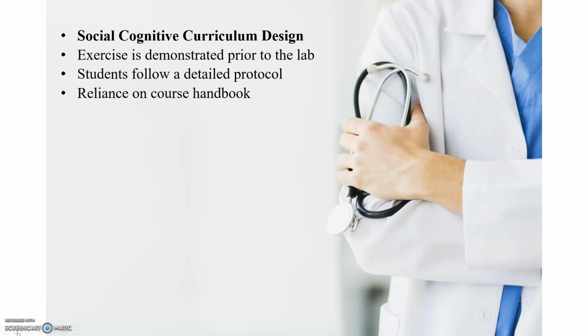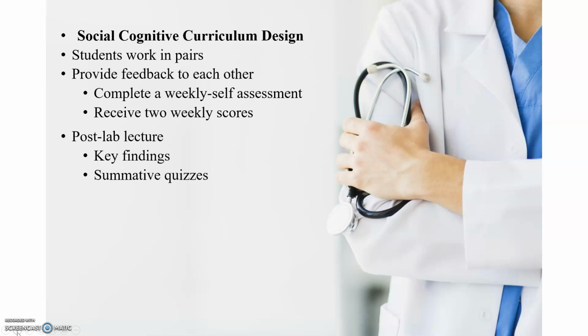In the social cognitive curriculum design, the exercise is demonstrated prior to the lab with the students following a detailed protocol. A course handbook is also used, which has templates for the final lab reports, including good and bad examples. During the lab exercise, students work in pairs and provide feedback to each other. The students complete a weekly self-assessment and receive 2 weekly scores, one for the team's ability to perform the protocol and one for the degree of improvement. Students are expected to calibrate their perceived confidence with the observed performance. During a post-lab lecture, the key findings of the exercises are reviewed. Additionally, periodic summative quizzes are held throughout the course.